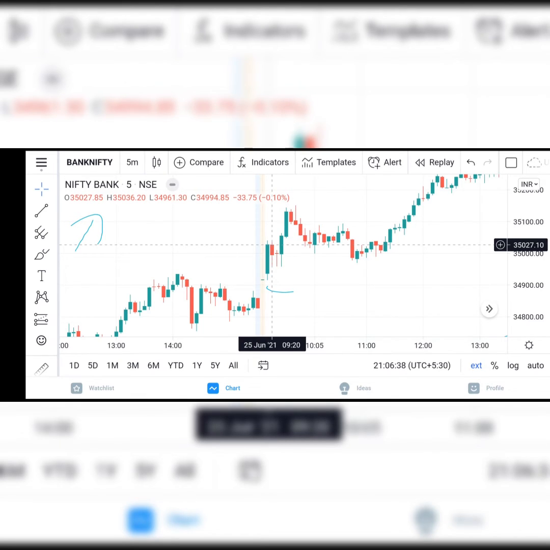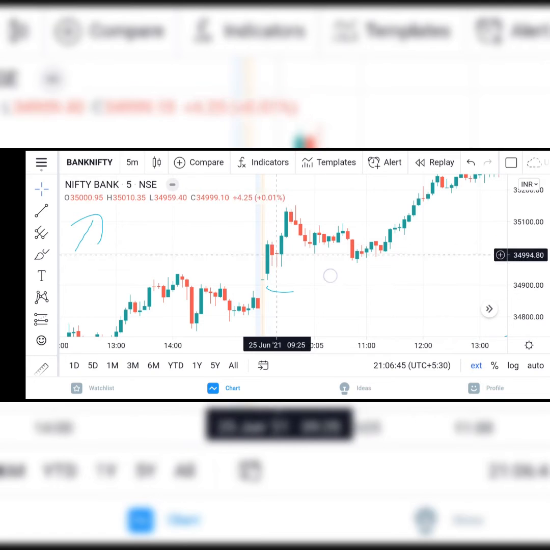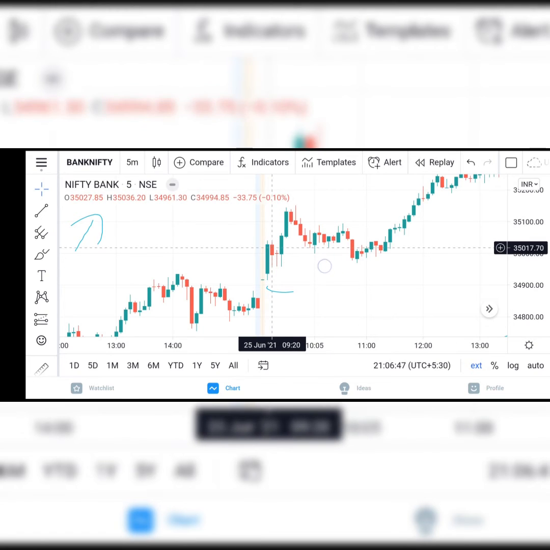Suppose you can see one small red candle over here just before this big green candle, and there is a very big gap between them because the day has ended here and then it has given a gap up opening. See, there is a big gap between, it's called a gap up opening, which I will be teaching you at a later date. First let us learn about the candles.